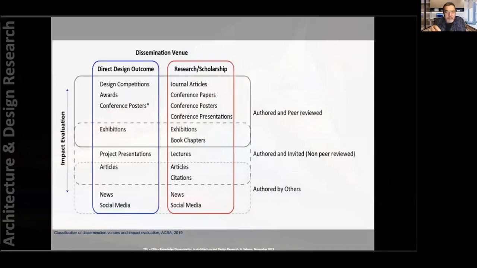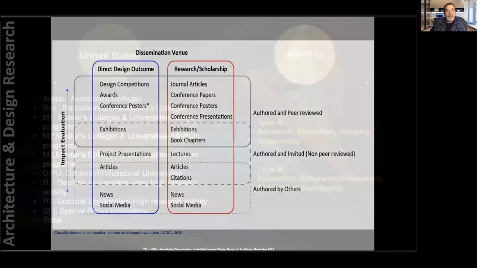This diagram, also from the document of ACSA, captures dissemination mechanisms, whether, yes, you can see here, direct design outcome or research and scholarship outcome, and the various forms of dissemination or associated dissemination and the potential impact. These are really very important to consider for architecture and design researchers.